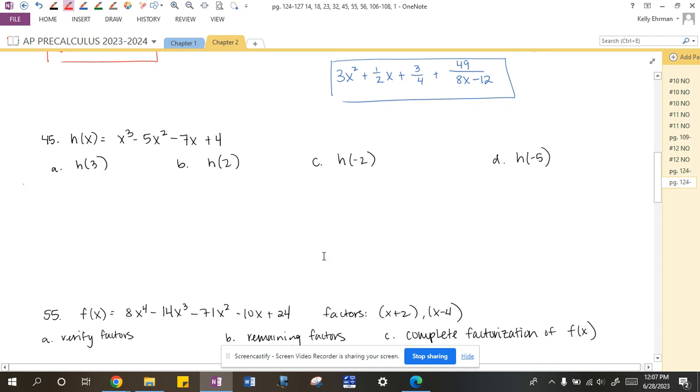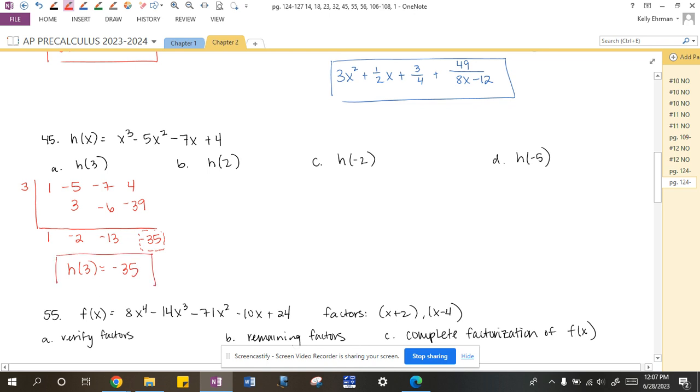So the remainder theorem says we should be able to take our function value that we're evaluating at, perform synthetic division, and whatever winds up in this remainder spot is equivalent to the function value. So h of 3 is equal to whatever number I get right here. So set up synthetic division, drop down the first number, multiply, add, multiply, add, multiply, add.